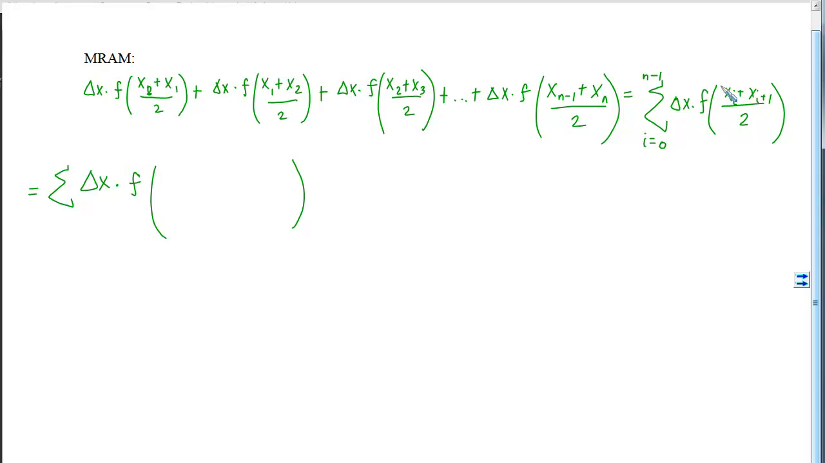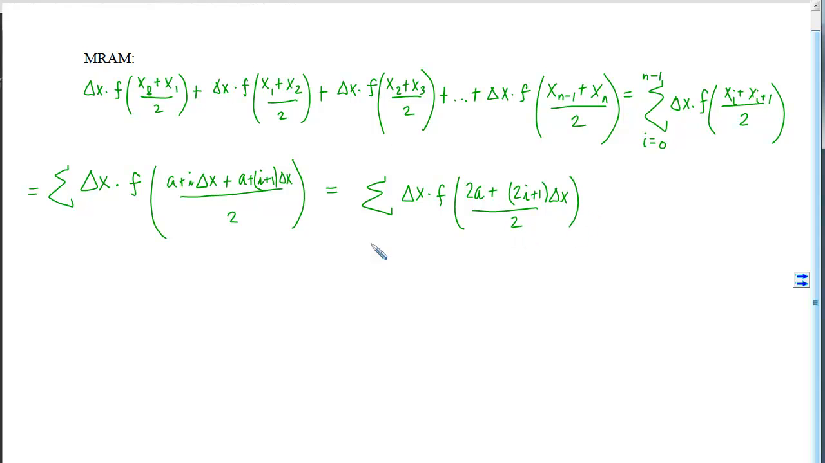We remember that x sub i is a plus i of those delta x's, and x sub i plus 1 is a plus i plus 1 of those delta x's. So if I simplify, I'll get delta x times f of 2a's plus 2i plus 1's times the delta x over 2, and i starts at 0 and goes to n minus 1.